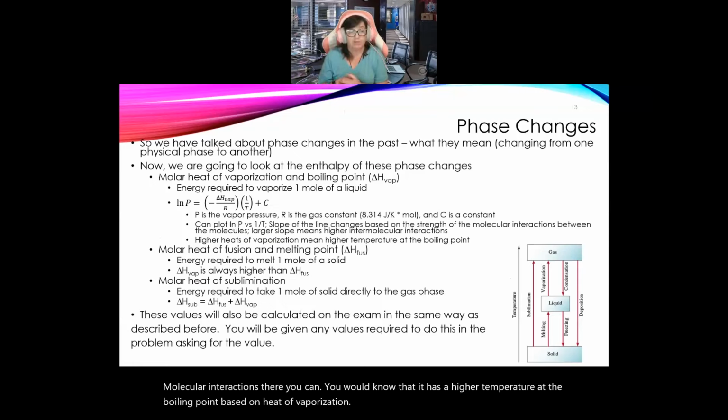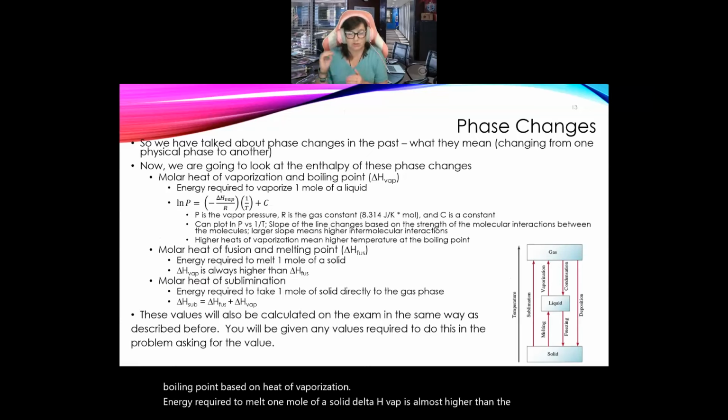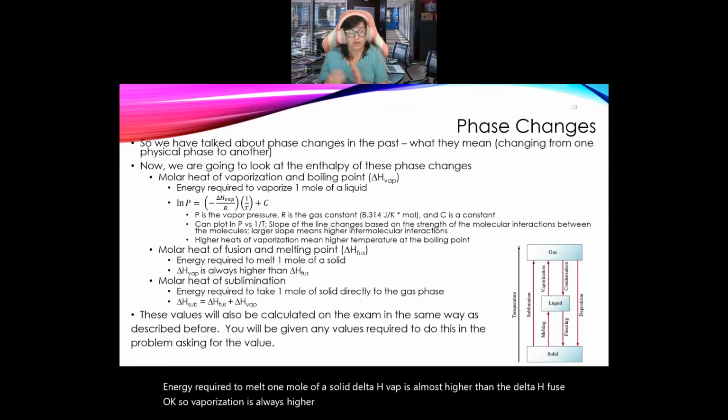We can talk about the molar heat of fusion and the melting point. Energy required to melt 1 mole of a solid. Delta H vap is always higher than the delta H fus. So vaporization is always higher than fusion. We can talk about the molar heat of sublimation. And that's the energy required to take 1 mole of solid directly to the gas phase.